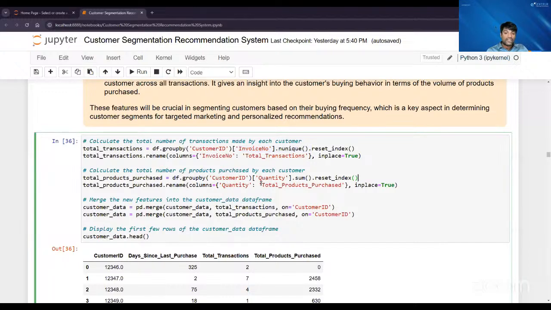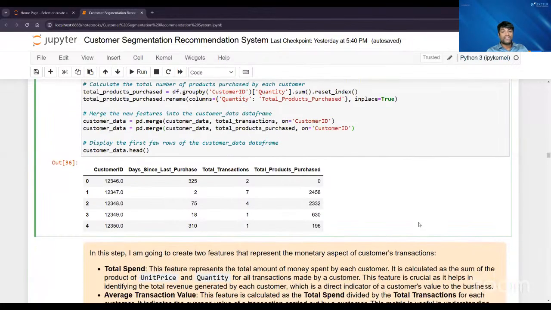After that we are counting the total number of products. So that is why in the quantity we are summing the products, or adding up the products. So it will give you the total number of products that particular person has purchased.